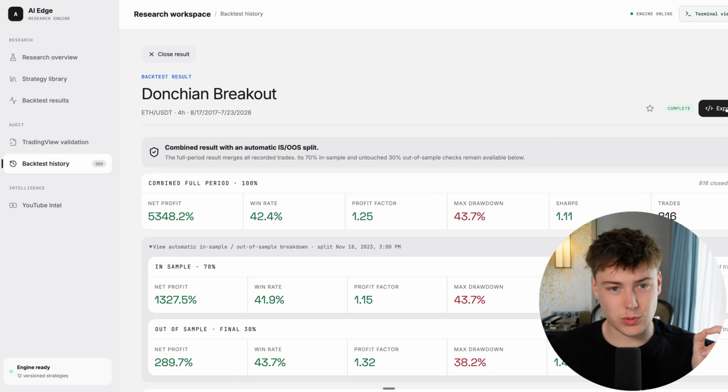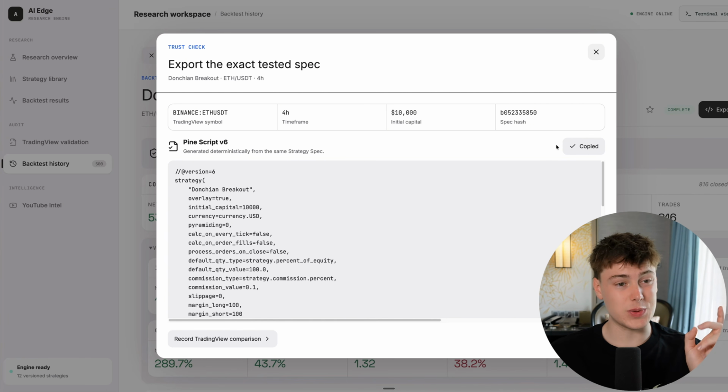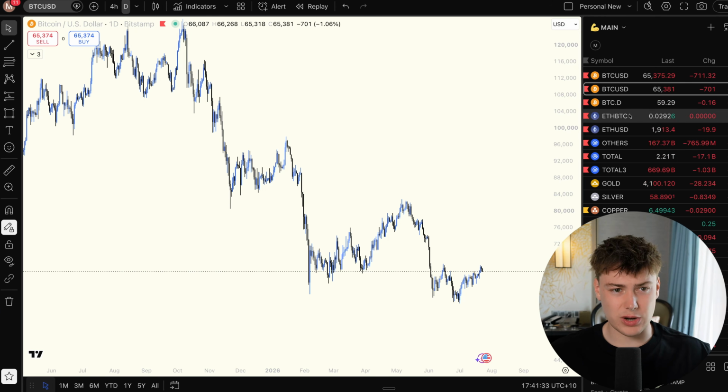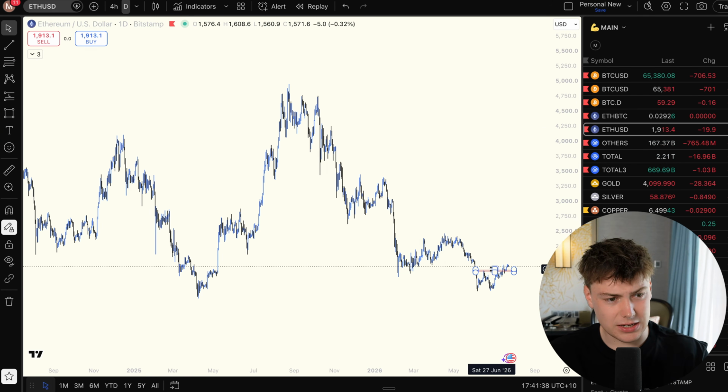What you want to do is click Export Pine. This is going to give you the exact tested spec to put into your own TradingView. So we click Copy Script. Then you go into TradingView. Of course, this is on Ethereum, so we want to pick the Ethereum pair, ETH USD. I'll just clear my chart quickly.